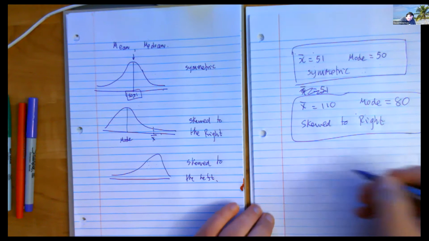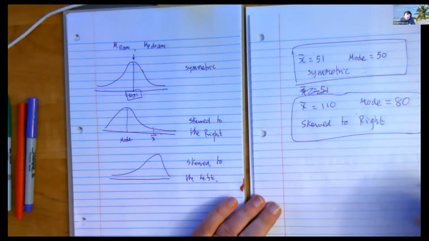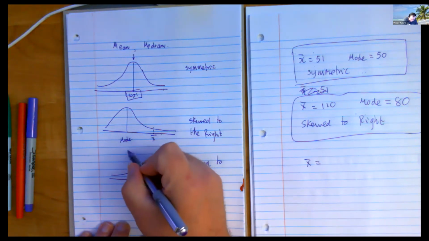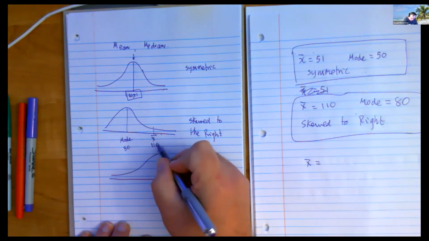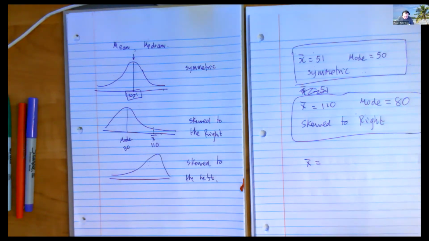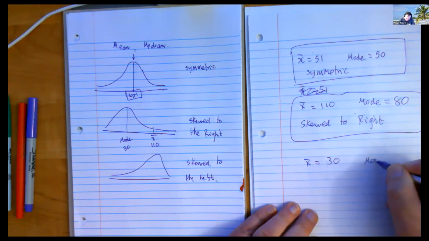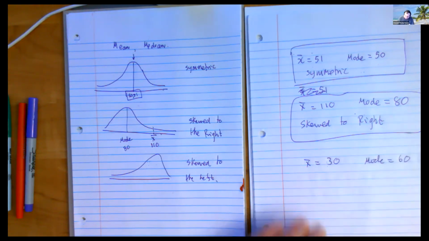So you can imagine what the third one's going to be, but for completeness, I should put it in, right? Suppose then, so in this case here, that number there would be 80, and this one would be about 110. Do you see it's getting pulled to the right? In this last example, maybe the mean is 30, and the mode say is 60.